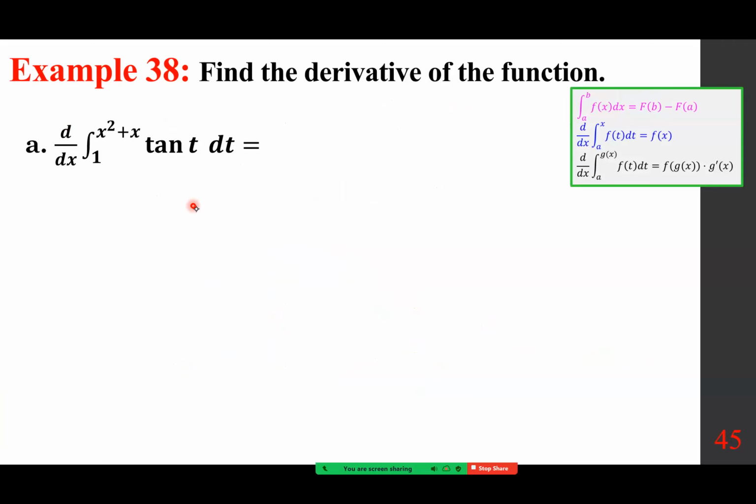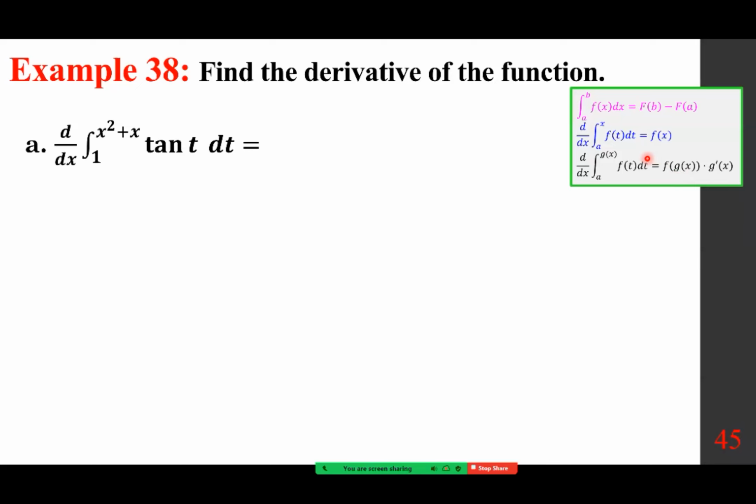Remember the FTC. One of them says that the derivative of the integral is the function itself. And the other one says the derivative of the integral as it goes from a to g of x, then it's f of g of x times g prime of x. This one is really f of x times the derivative of x, which is 1. So it's simply f of x. Now it's f of g of x.